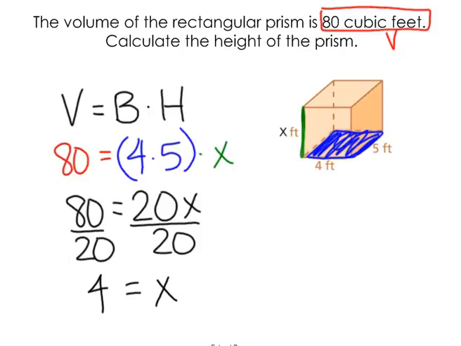And then looking at our figure right here, this is just a side length. So our final answer would be 4 feet. So not cubic feet because that's for volume, but our side length is just going to be 4 linear feet.